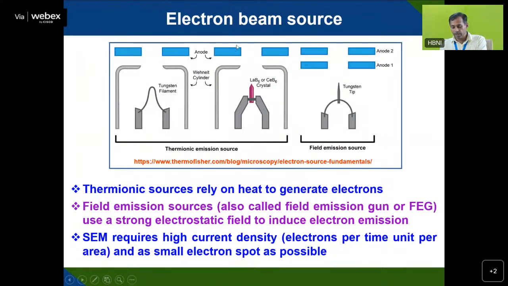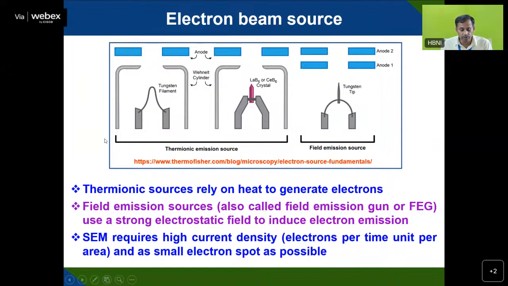So you can see the electron is generated from an electron source. That electron beam source is there. You can use thermionic emission that relies only on heat to generate electrons. You can see the tungsten filament, and on the top surface the anode, and due to the large potential difference, what will happen? You will generate electrons from the tungsten element. And if you have a field emission source, that is the FEG source, it uses a strong electrostatic field to induce electron emission.